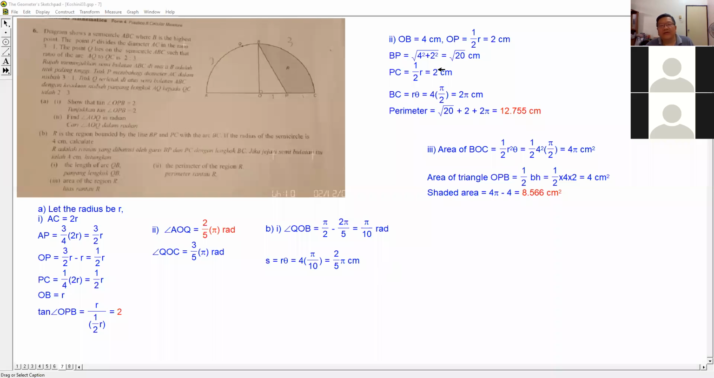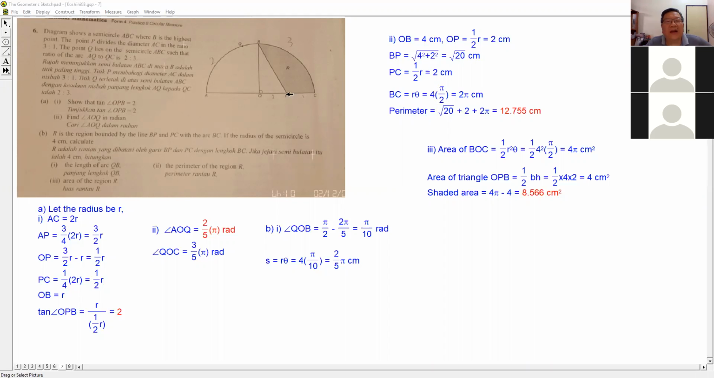Right. Now we proceed to find the perimeter of this. That is the second part, perimeter. So OB is the radius. OB is 4, it is given the radius is 4. Then OP is half R, so half R is actually 2 cm. Then using Pythagoras theorem, we can find BP. BP is square root of 4 square plus 2 square. 16 plus 4 is 20. So this line BP, according to Pythagoras theorem, is square root of 20.